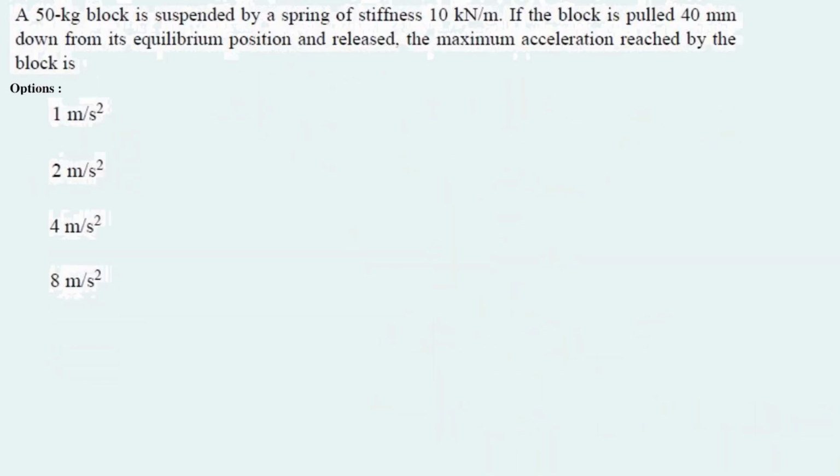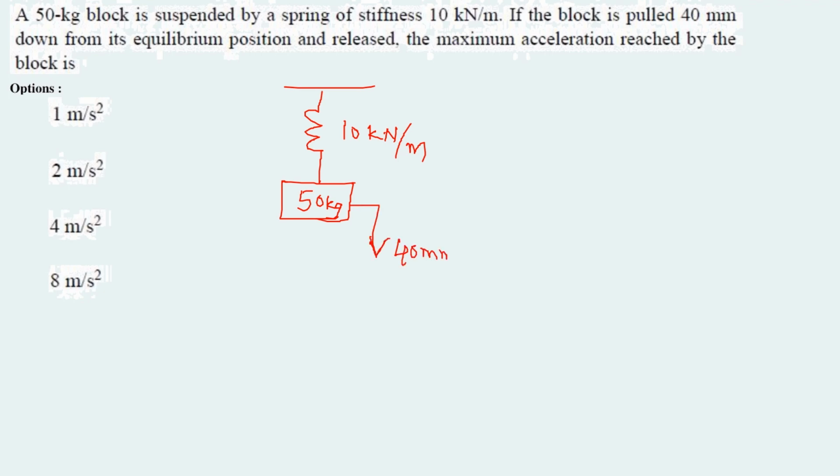Let's have a look at this question. A 50 kg block is suspended by a spring of stiffness 10 kilonewton per meter. So there is a spring whose stiffness is 10 kilonewton per meter and a mass of 50 kg is suspended from the spring. Now, if the block is pulled 40 mm down from its equilibrium position and released.